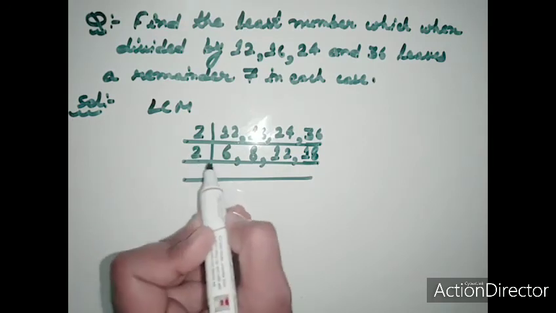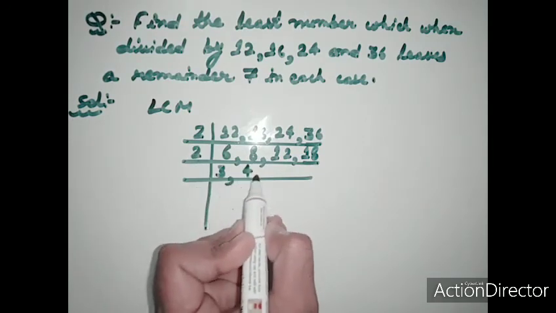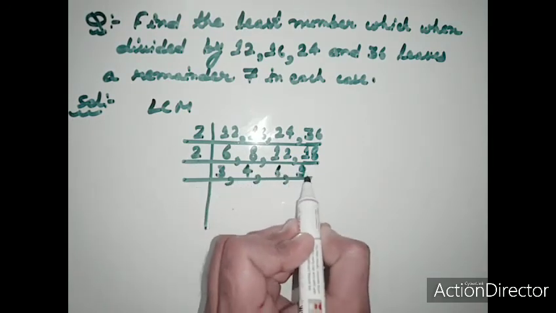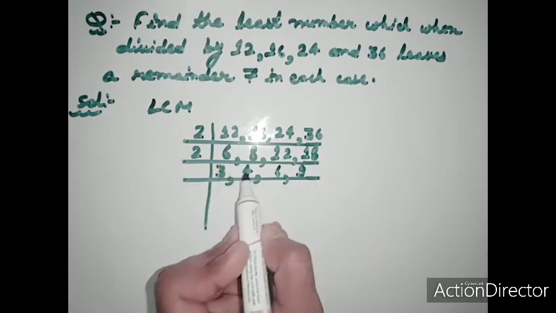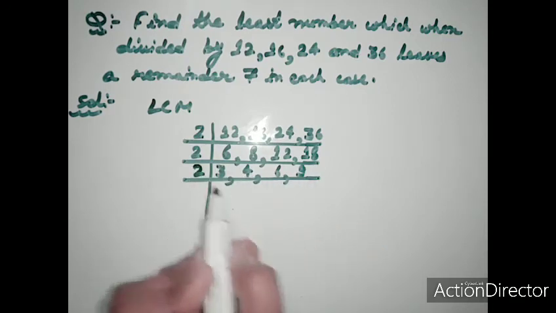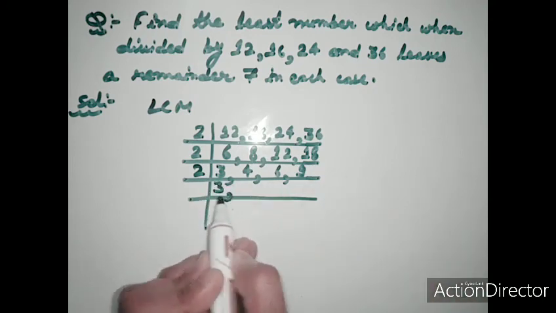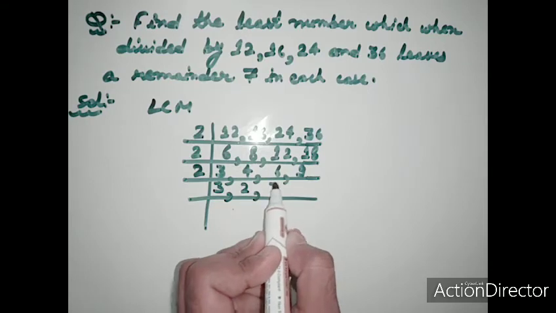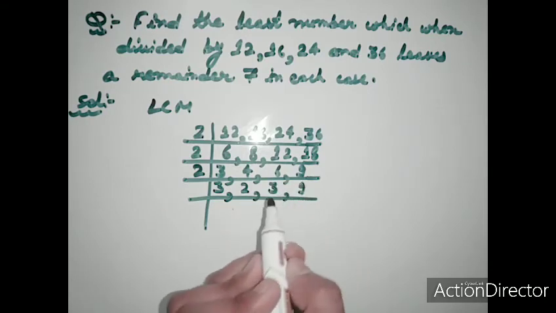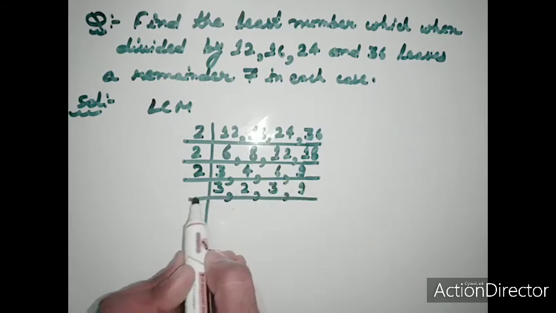Now again divide by 2. 2 3s are 6, 2 4s are 8, 2 6s are 12, 2 9s are 18. Now again this 4 and 6 are divisible by 2. So here we divide these all numbers by 2. Then here we write 3 as it is here. 2 2s are 4, 2 3s are 6 and write 9 as it is here.